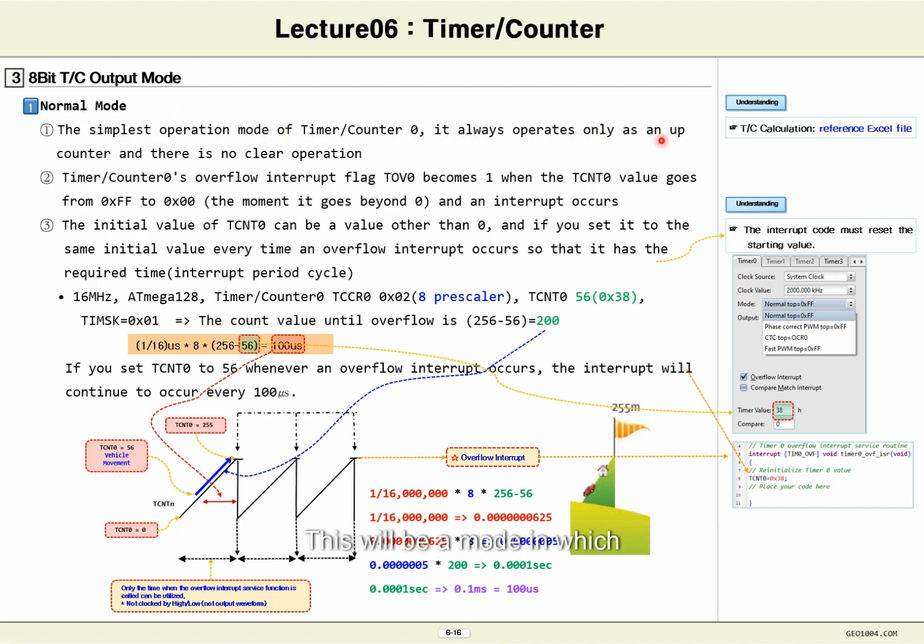This is a mode in which only upcount operation is performed and clear operation does not exist. Additionally, at the moment the TCNT0 value goes from 0xFF to 0x00, the overflow interrupt flag of timer counter 0 becomes 1 and an interrupt occurs.